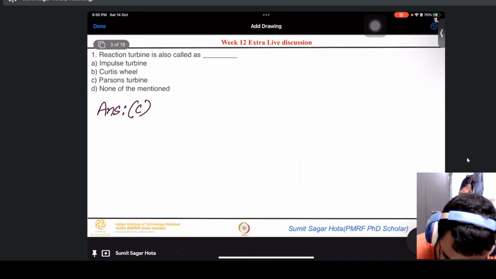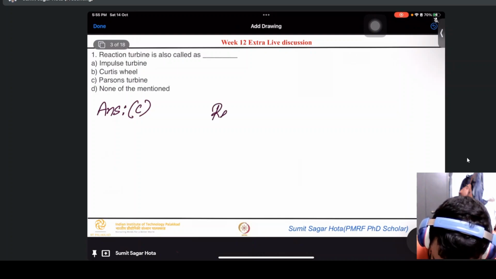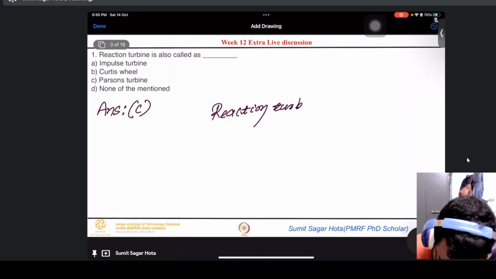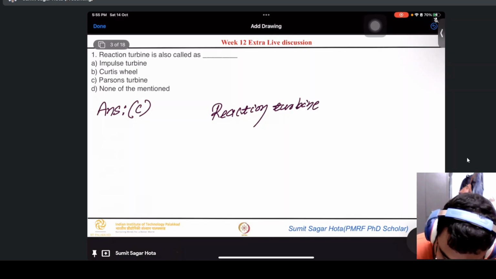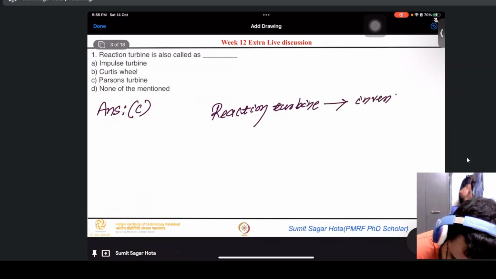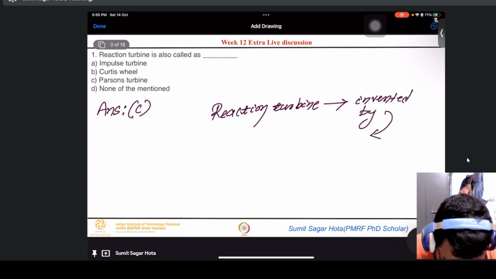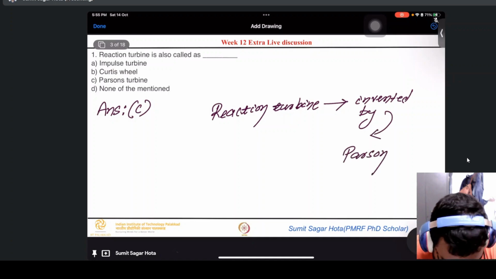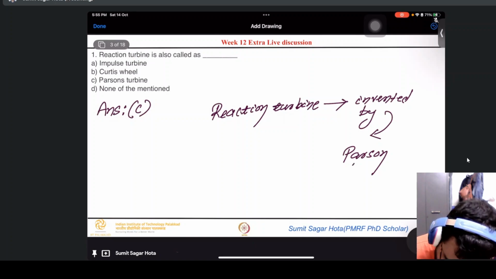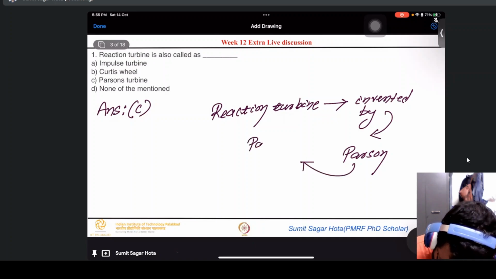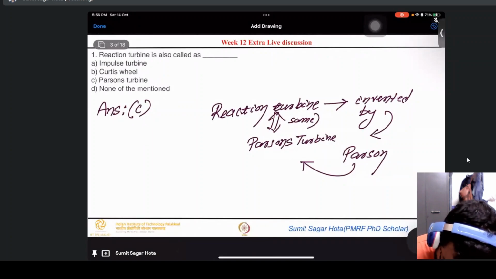Why is it C? Because the reaction turbine was invented by Pearson, so it's also called Pearson's turbine, and both are the same.